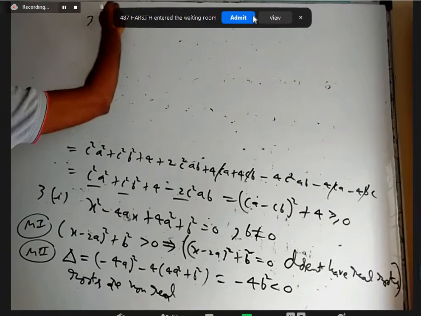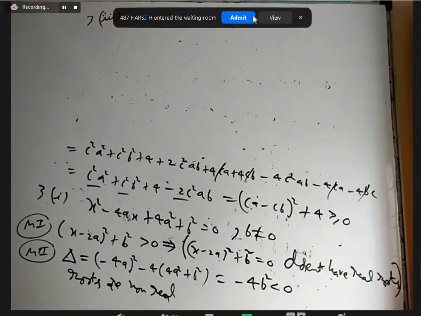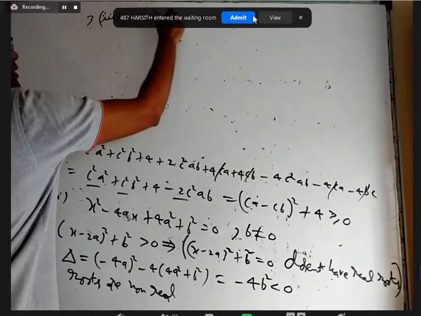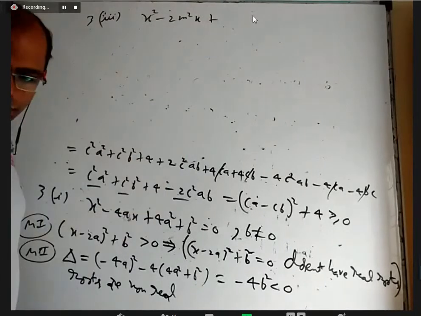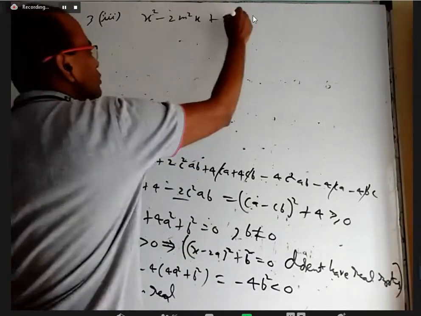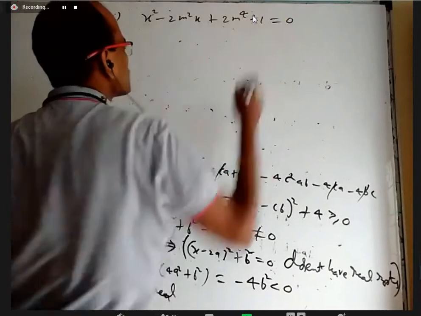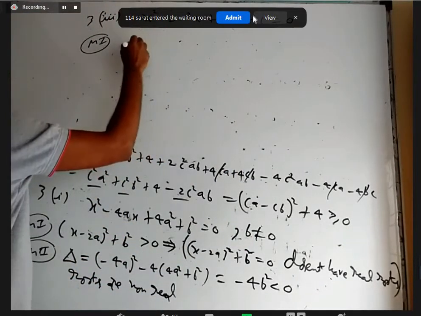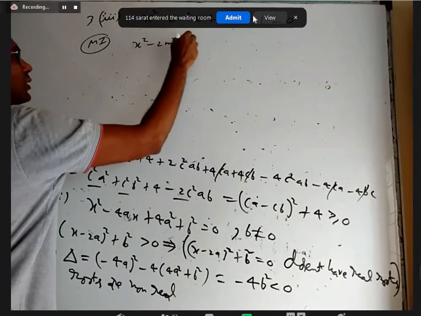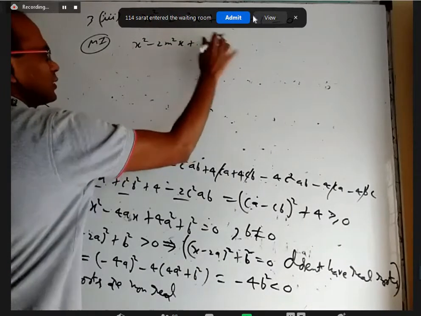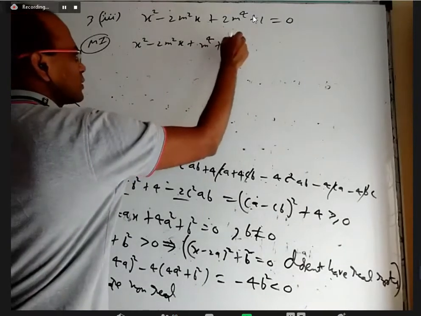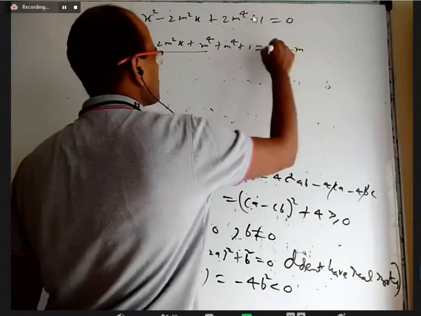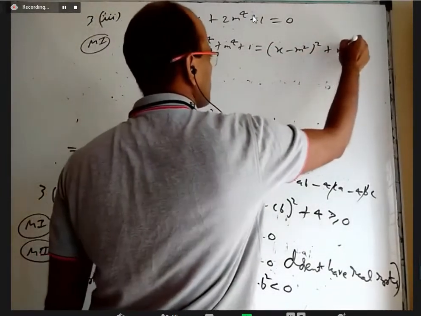Okay, third one. It is x square minus 2m square x plus 2m power 4 plus 1 equal to 0. Again, method 1: this can be written as x square minus 2m square x plus m power 4, plus m power 4 plus 1, which is (x minus m square) whole square plus m power 4 plus 1.